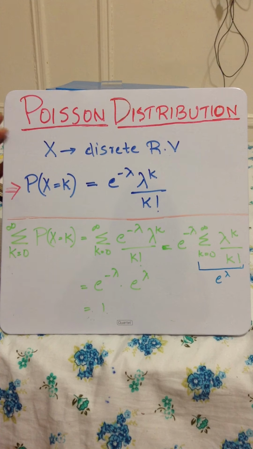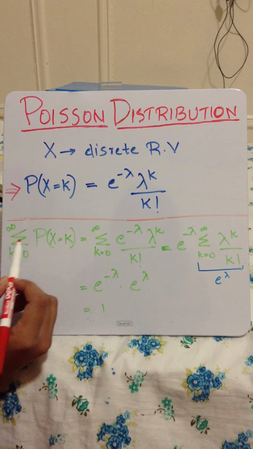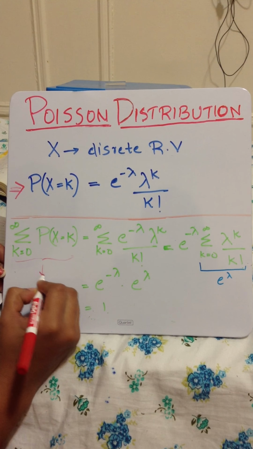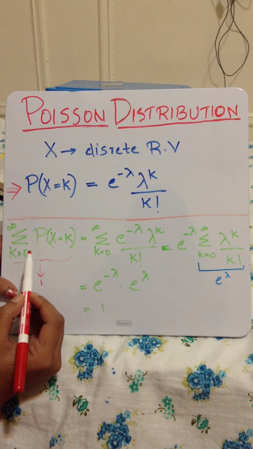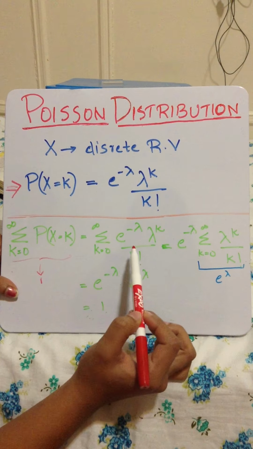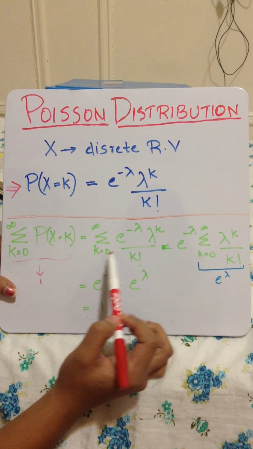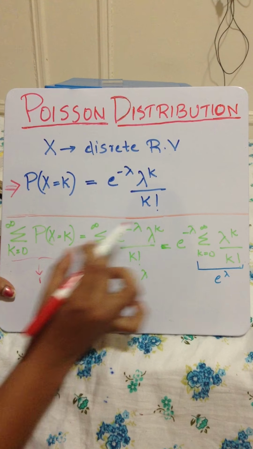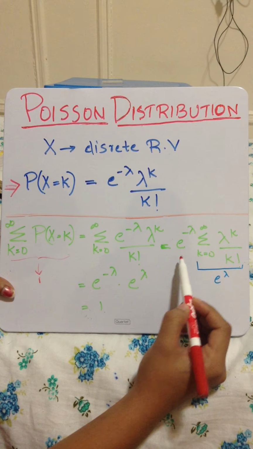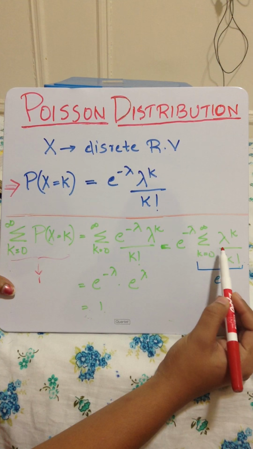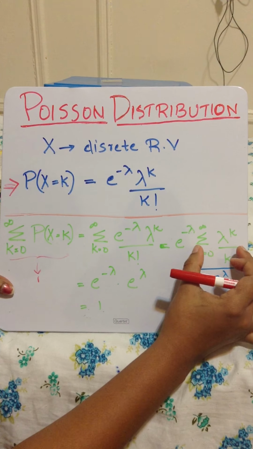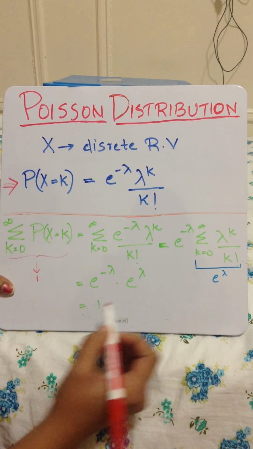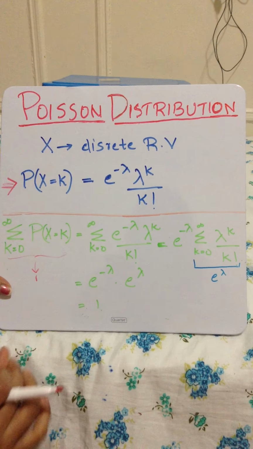Now let's check if this is a valid PDF. For that, let us take the summation of k is equal to 0 to infinity p of x is equal to k. Ideally, we should prove this as 1. Then this is a valid PDF. So when we take the summation, let's substitute this here. So we'll get the summation of e raised to minus lambda lambda raised to k by k factorial. Let's just take this e raised to minus lambda out. So it becomes e raised to minus lambda into summation of lambda raised to k by k factorial. Now we know that this term will become e raised to lambda. So we'll be getting e raised to minus lambda into e raised to lambda, which becomes 1. So we have just checked it is a valid PDF.